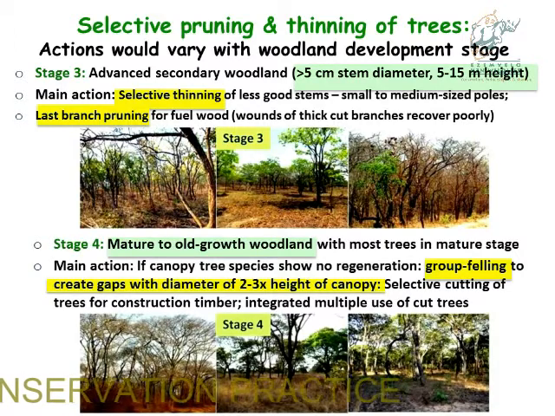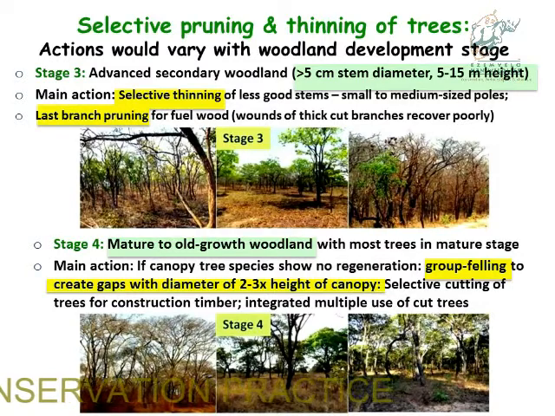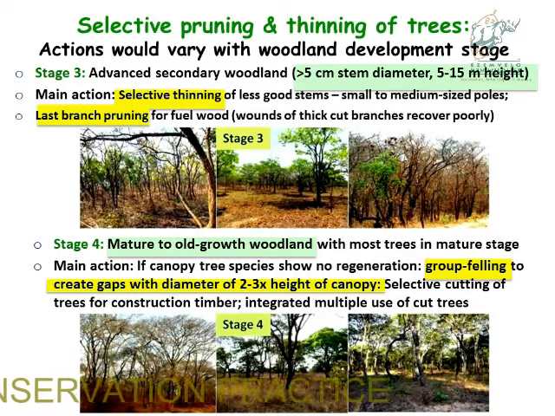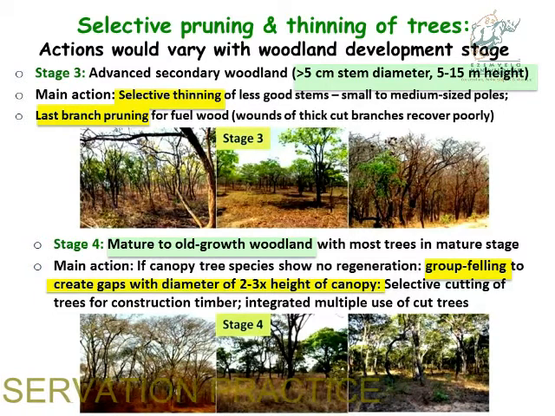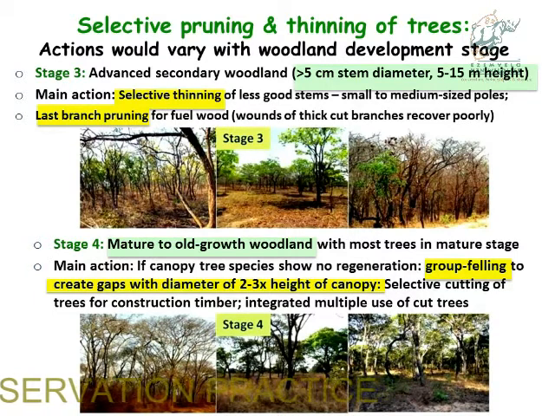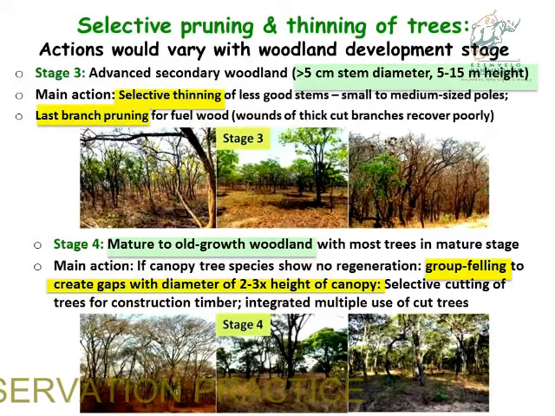When it comes to the mature stage, we have to cut it because the trees are light demanding. We don't want to cut everything, so we take the canopy height as criterion and say 2 to 3 times the height of the canopy. That's the kind of gap you make because the trees are light demanding and you get good growth.